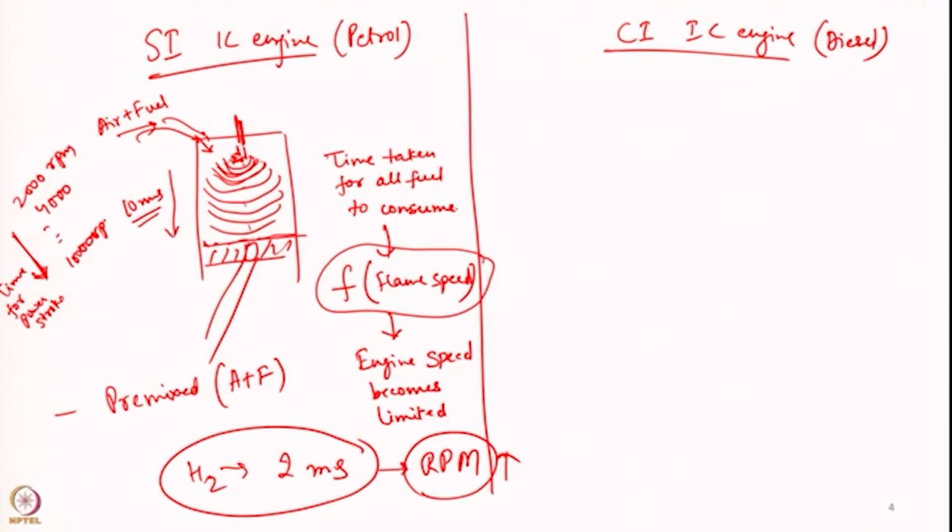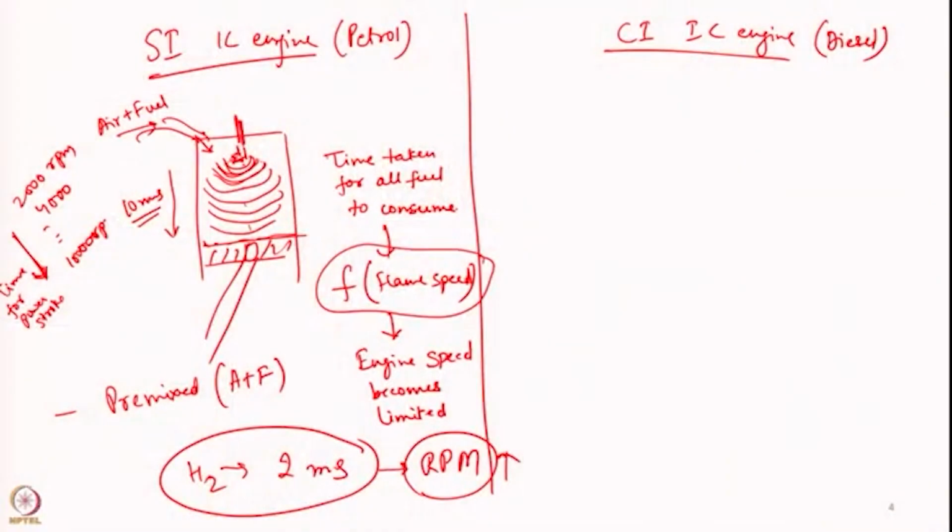Because in a given spark ignition engine, you do not put too much fuel in a given cycle, but you increase the number of cycles per unit time, and that is how you get more and more power per unit time, or joules per second, or the power. So, using hydrogen, that becomes a benefit.